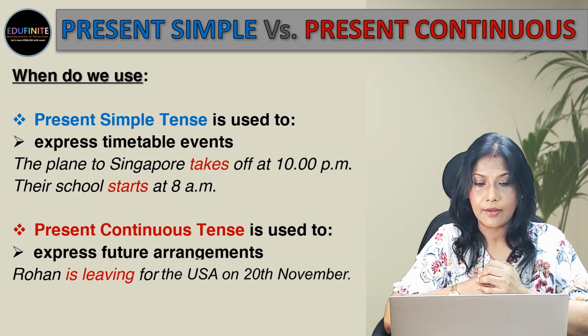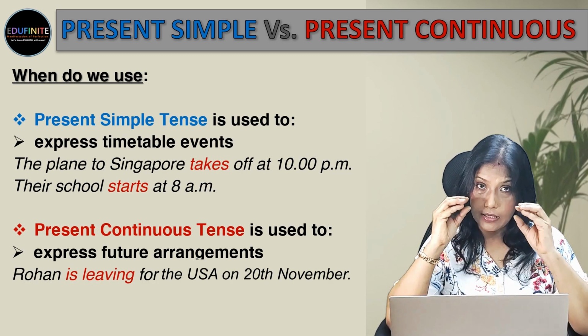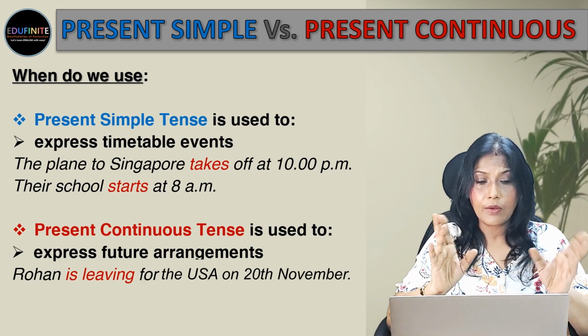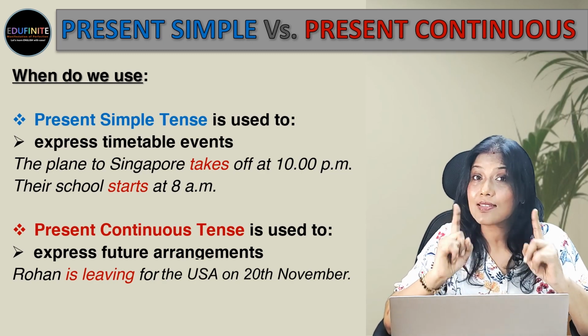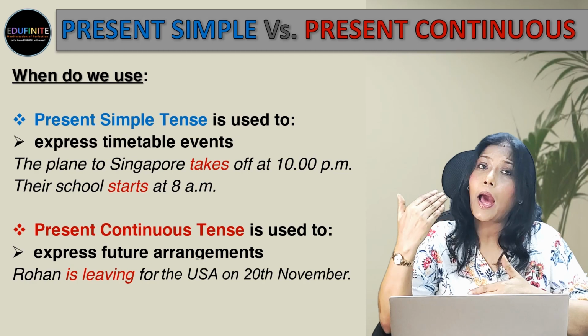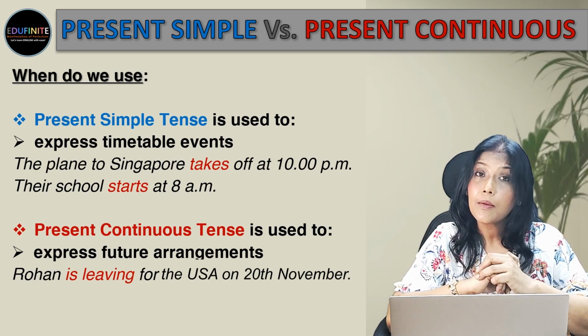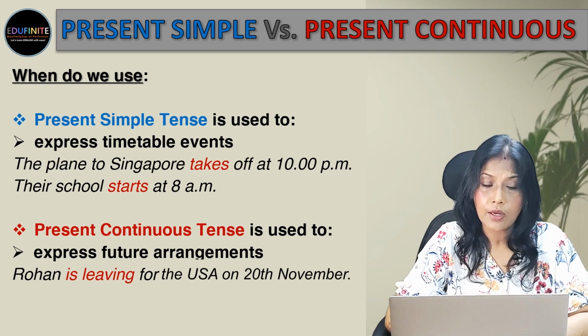That will be wrong again. So, see the difference? When it's a timetable event, when we mention the time, then what do we use? We use the present simple tense. But when we are talking about something that's going to happen in the future, but it's fixed, then we use the present continuous tense. Let's look into another sentence.